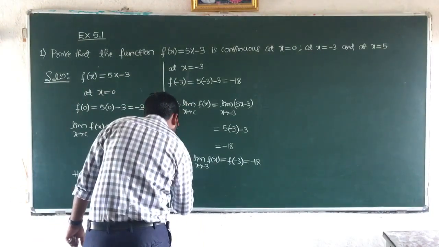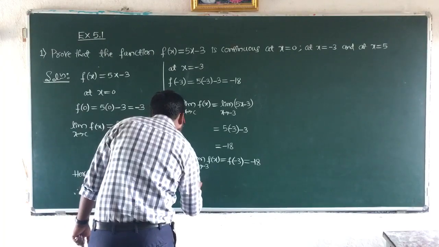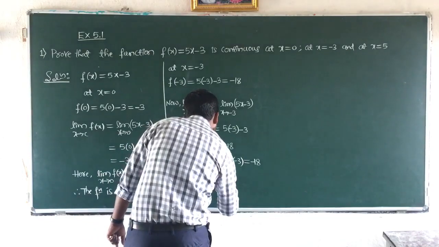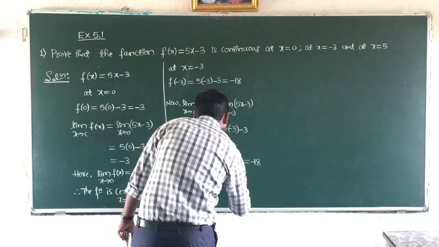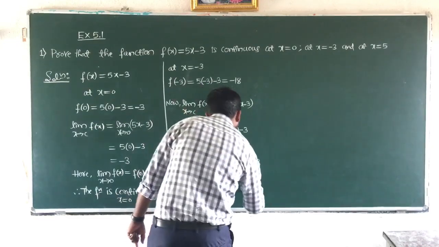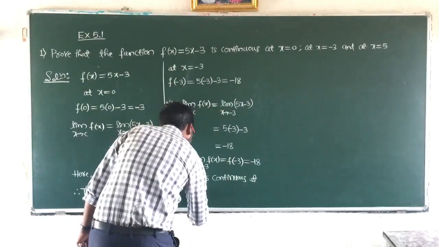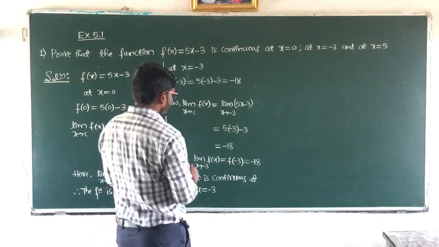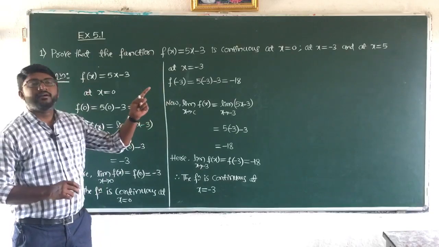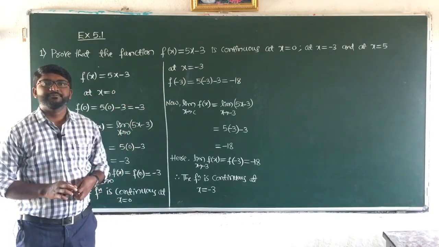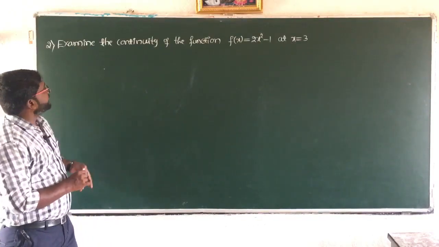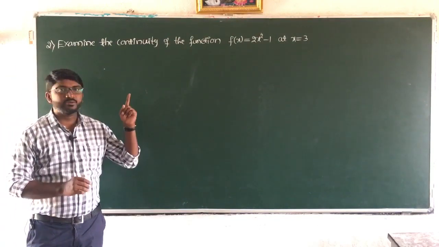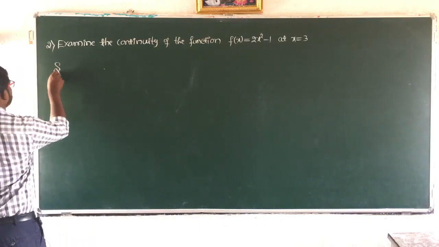Therefore, the function is continuous at x equal to minus 3. So, take the last case as an assignment. This is all about the first problem. Well, the next question: examine the continuity of the function f of x equal to 2x square minus 1 at x equal to 3. So, let us solve this.